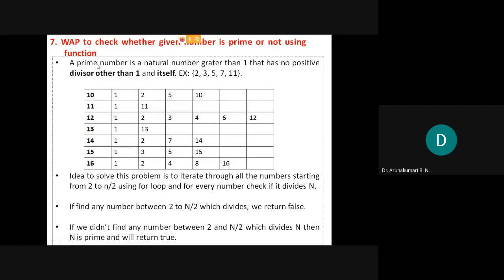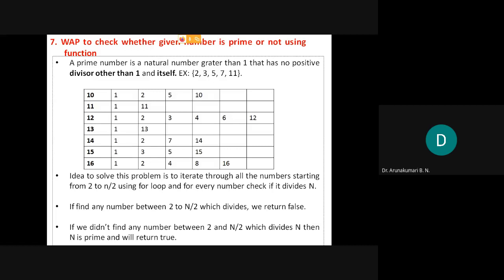And if you find any number between 2 and n by 2 which divides n, then that particular number is not a prime number. Okay. And if you did not find any number from 2 to n by 2, then it is a prime. We return true. So this is the idea of how to find a prime number.